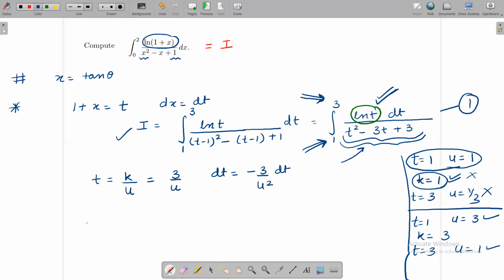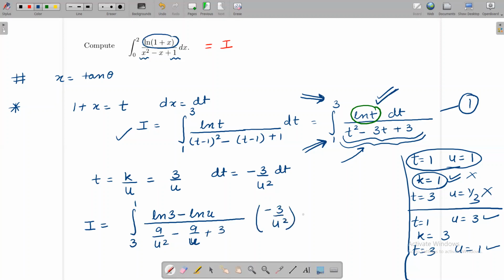So let's go ahead and rewrite the integral I in the new form, where the lower limit has now become 1 and the upper one 3. ln t has become ln 3 minus ln u. The denominator t is to be replaced with 3 by u, so accordingly the denominator will look like this. Coming to dt, it is to be written as minus 3 by u square du.